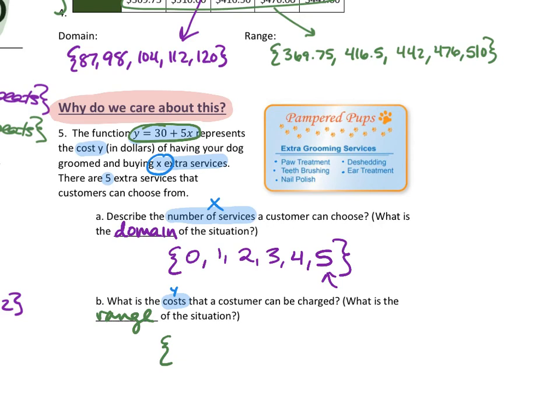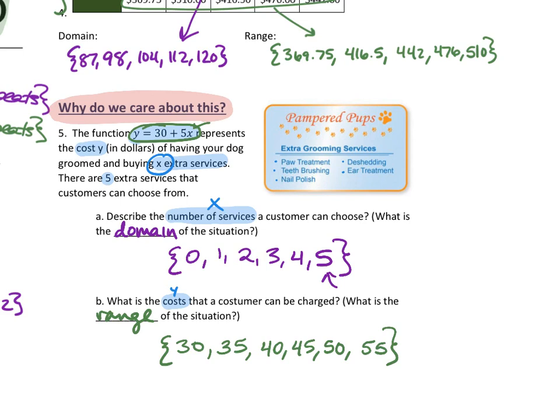If I were to get 0 extra services, so there's a 0 for the X. Okay, so right here, instead of X, it's going to say 0. 5 times 0 is 0, and 30 plus 0 is 30, which means it costs $30 for me to get my dog to be groomed. And I didn't buy any extra services. But it looks like when I buy 1 extra service, it's going to cost $5 more. $5 more, $5 more, until I reach the maximum number of extra services that I can get, which is 5. It's $25 extra on top of that 30.